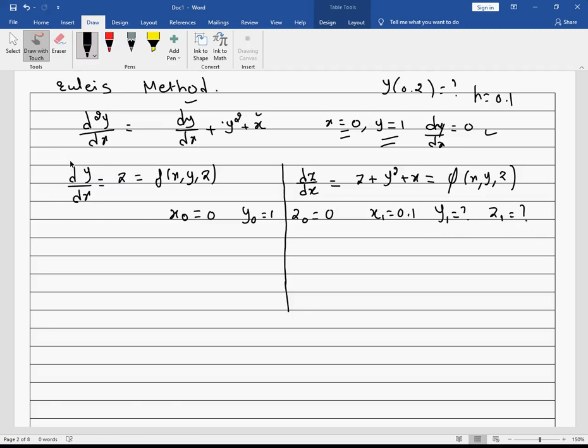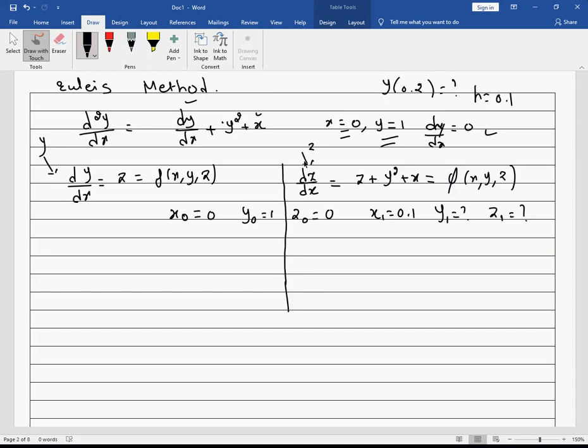So when I integrate this, I am going to get a solution for y. And if I integrate this, I am going to get a solution for z. And z means what? dy by dx. So I am going to get the velocity and the displacement. So y represents the displacement and z represents the velocity.